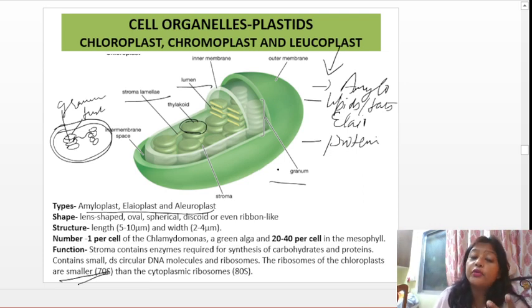Now the quantity of plastid in Chlamydomonas is 1. And in mesophyll cells, that is in leaves and all, there are 20 to 40 plastids present per cell. Remember this.